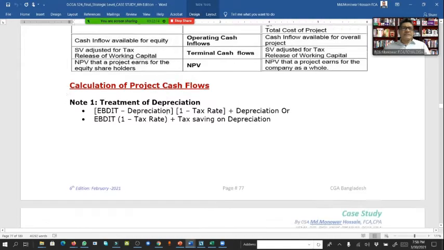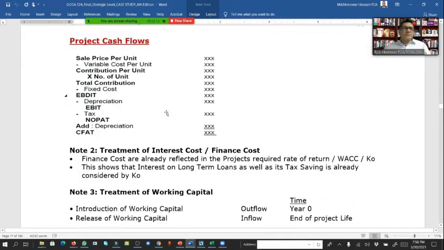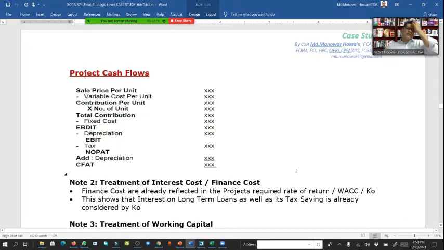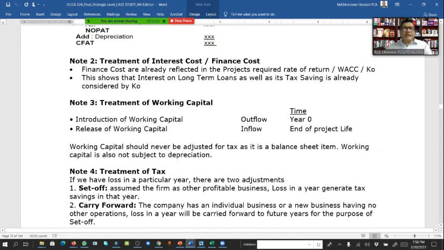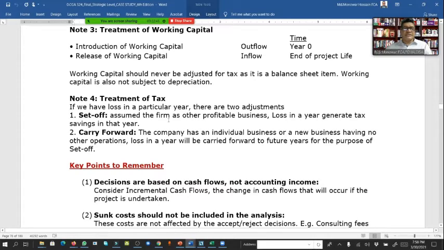So project cash flow, we know how to calculate the project cash flow. Because we are working with the project or determining the profit, that means which project would be viable for the profit, which project we will take. So here, beginning from the sales price of the unit, and the last one is cash flow after tax. Based on that, the treatment of working capital, we have also completed that chapter.